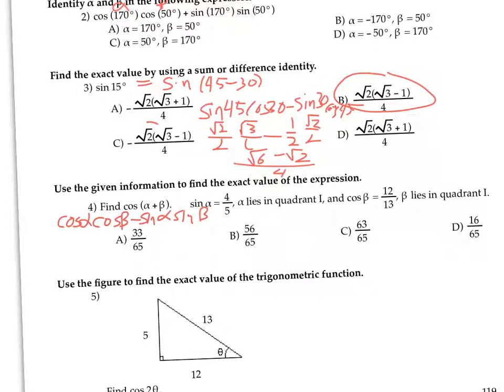So something about the sine of alpha equals 4/5. Ooh, I used a highlighter there. That's exciting. And the cosine of beta is equal to 12 over 13. Both of these lie in quadrant 1. That just means that both our x and our y values are going to be positive.